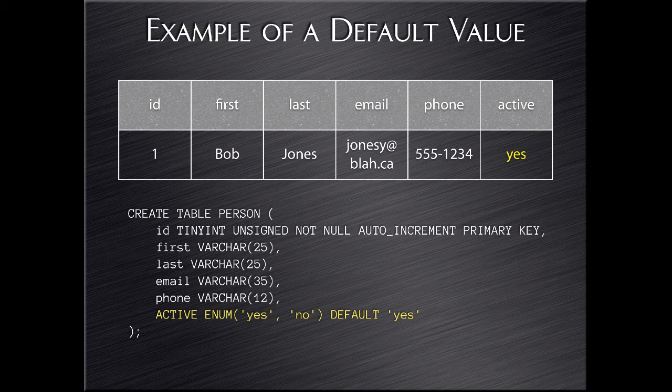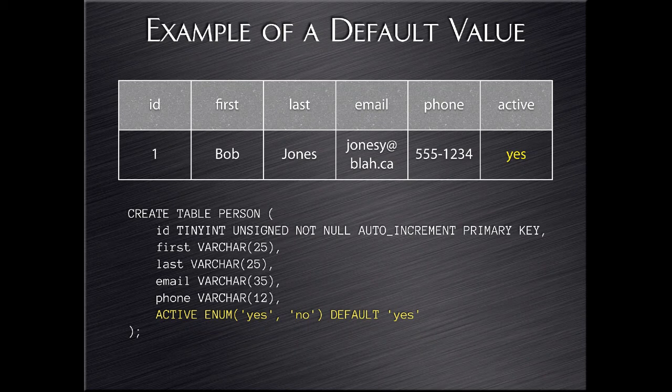So I can put a column at the end called active. I capitalized that, shouldn't have been. Okay, I can put a column at the end called active, and it is an enumerated list. It can only take 2 values, yes or no. That's it. But the default value is yes.